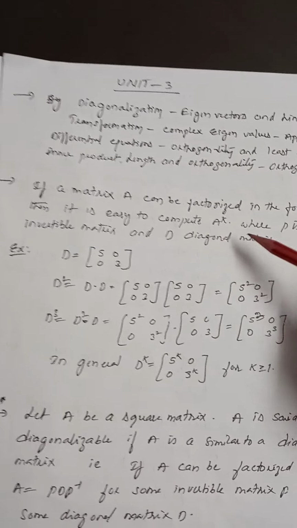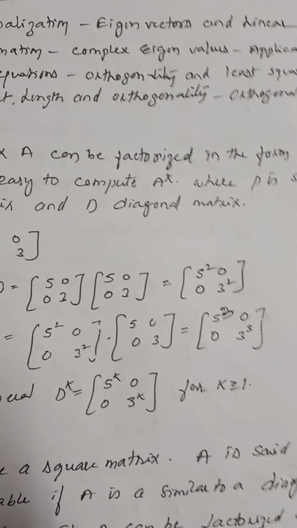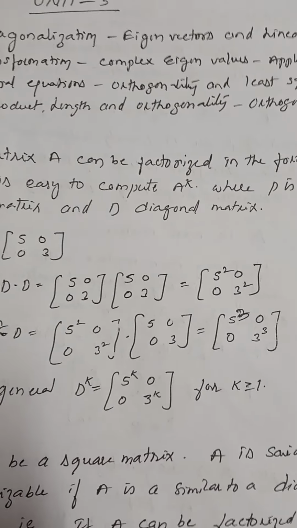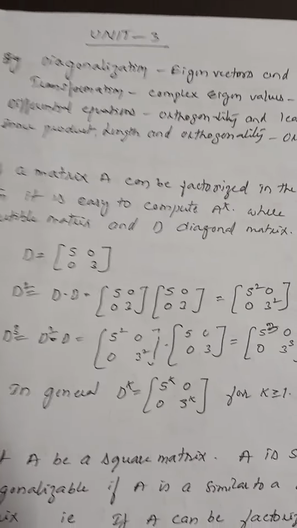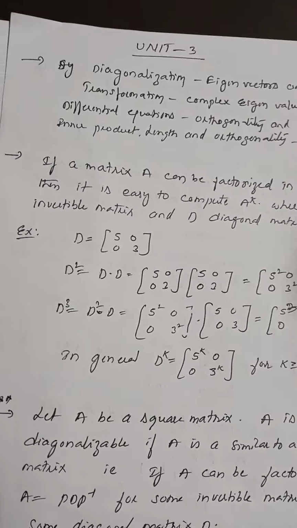Suppose now the first concept is, now one matrix is given to you. It is very easy to compute A power K. If the given matrix is expressed in this form, then it is very easy to find A power K, that is A square, A cube, A power 10, A power 20, A power 100, A power 200, right? Those values we can find very easily. Now where P is some invertible matrix and D is diagonal matrix.